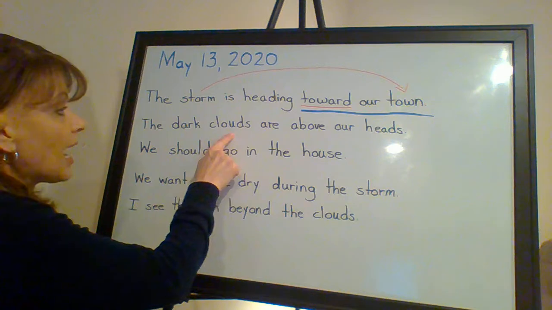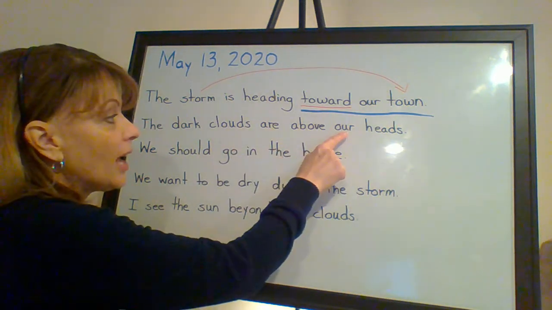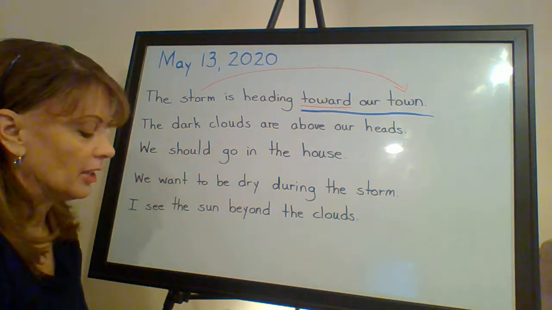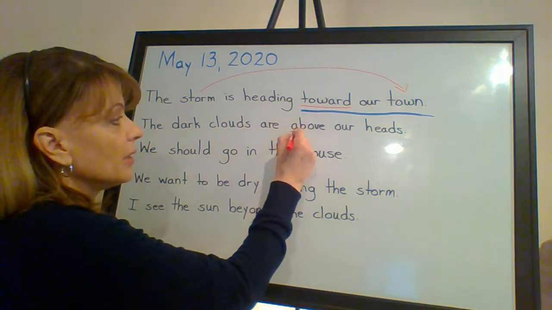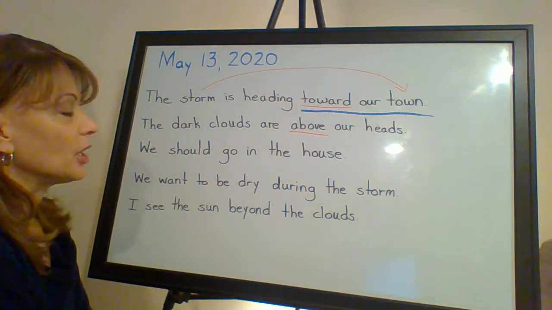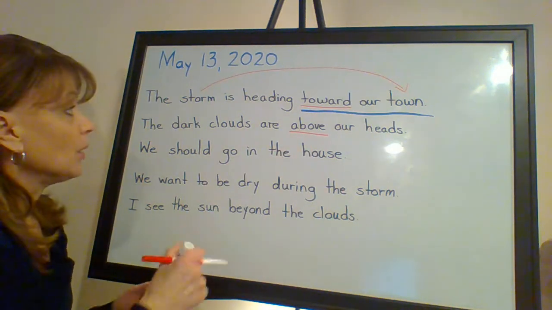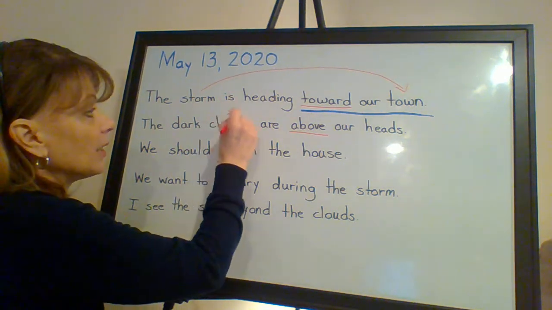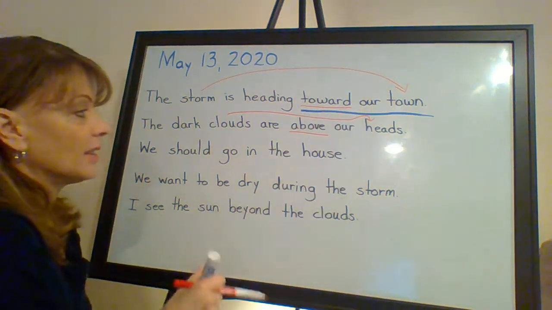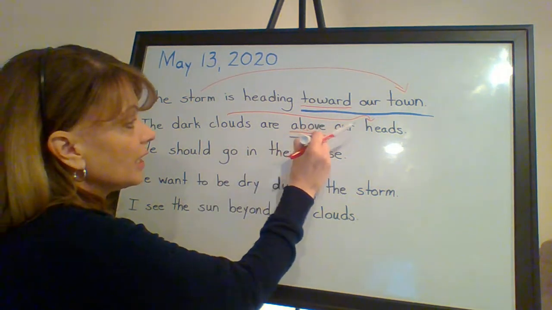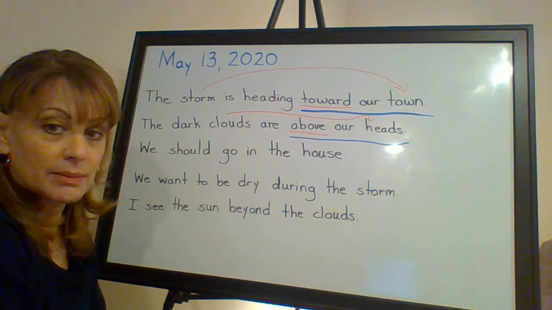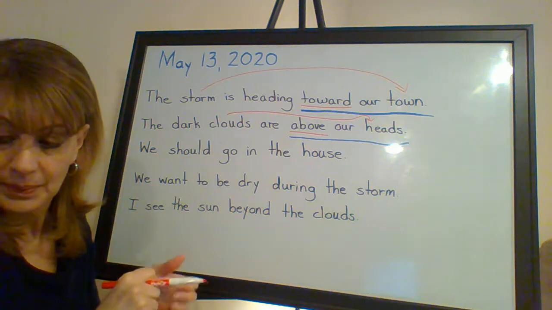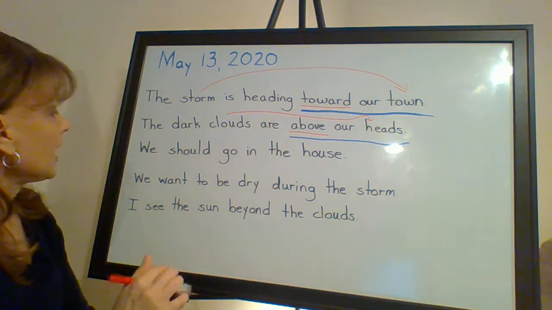Okay, let's try another one. The dark clouds are above our heads. Well, I'm looking for a preposition here. It's the word above. Above is the preposition. And what are we talking about? We're talking about the clouds. This is the noun, the clouds, and our heads. And the prepositional phrase is above our heads. Okay? How about the next one?